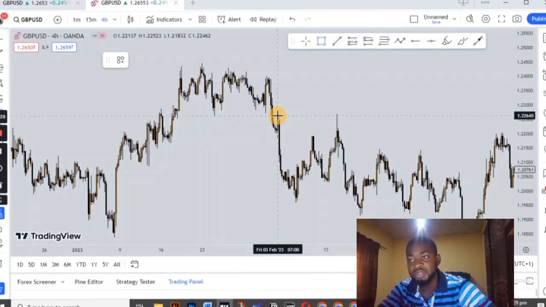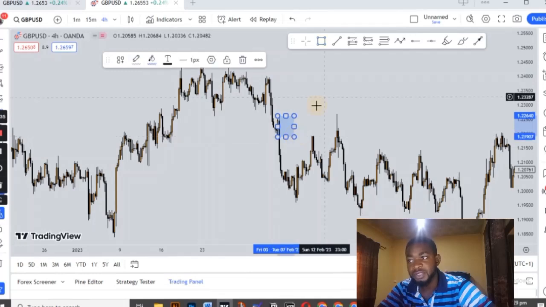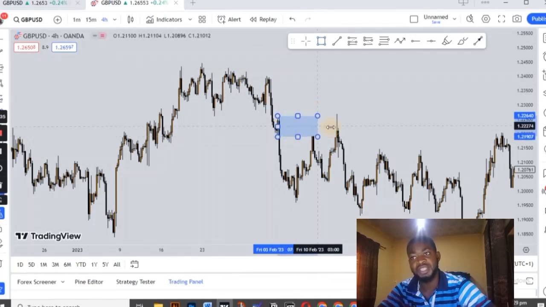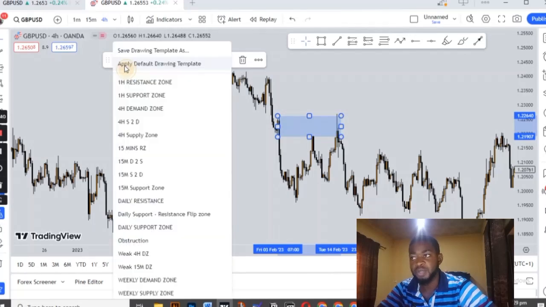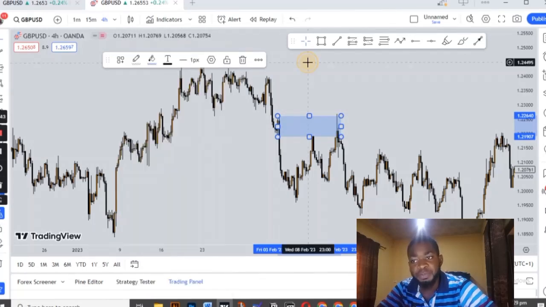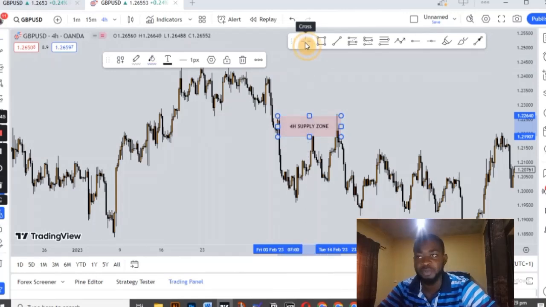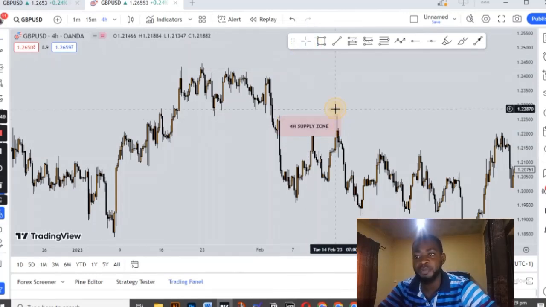Let's trace it back to this point. Our supply zone, our 4-hour supply zone. This is a supply zone on the 4-hour time frame. So when price comes back to this zone, price sold. People sell from this zone and they were able to make profit very well from this zone. See, maximum profit from this zone.